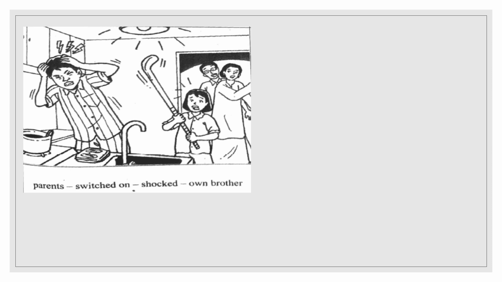Okay, the third picture. Now let's look at the words first. Parents switched on. Switch on means here I think it's switched on the light. Okay, membuka lampu. Shocked, 惊讶 or terkejut. It was her own brother, abang dia sendiri, 他自己的哥哥. Okay, so what are some of the words that you might use?